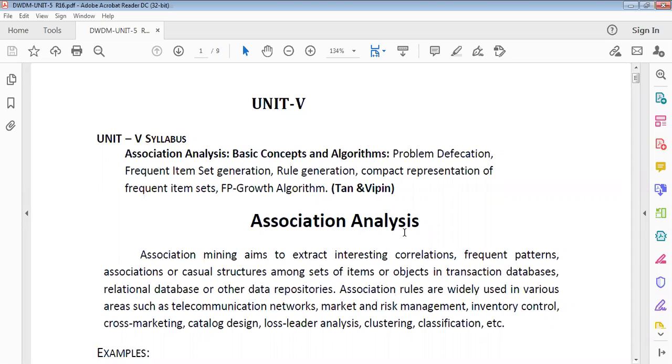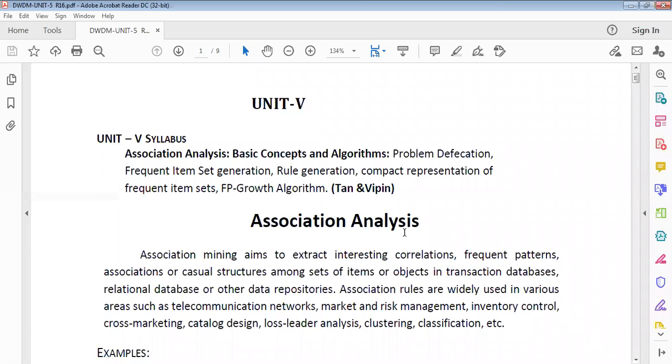These algorithms are completely based on frequent item sets. Frequent item set generation is completely based on market basket analysis, MBA. MBA means market basket analysis: which items are frequently purchased by the customers. Based on that, we generate frequent item sets by using these algorithms. This type of concept is simply called association analysis.